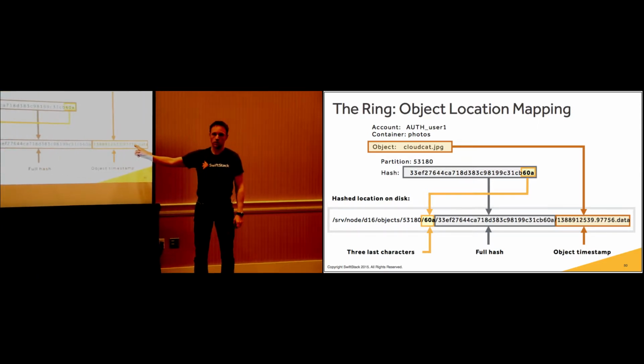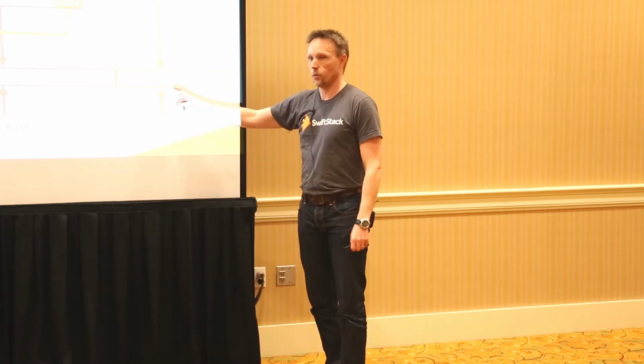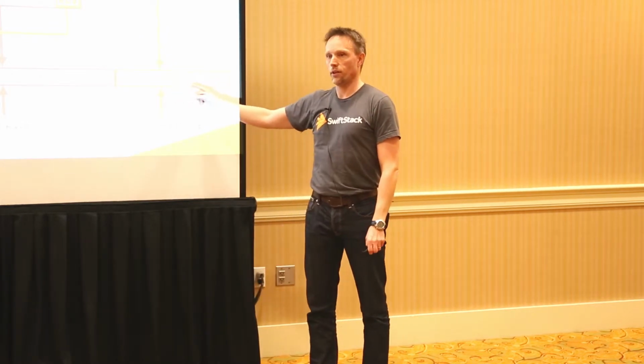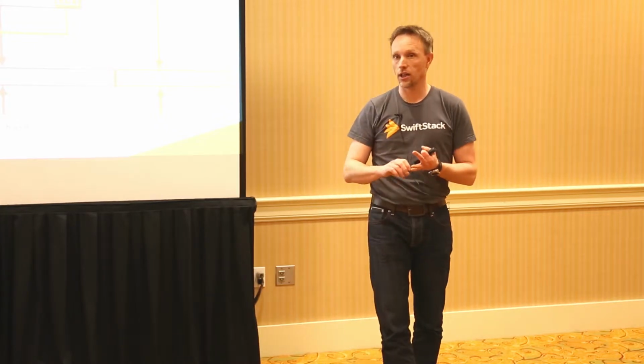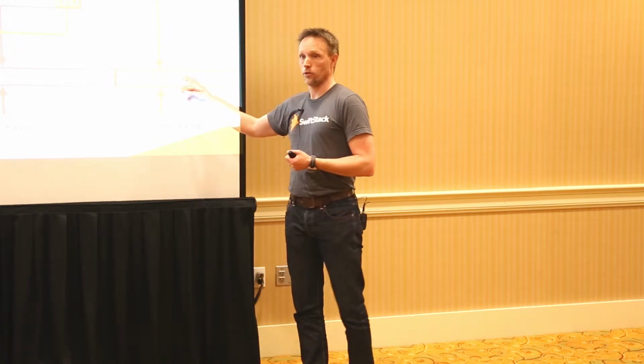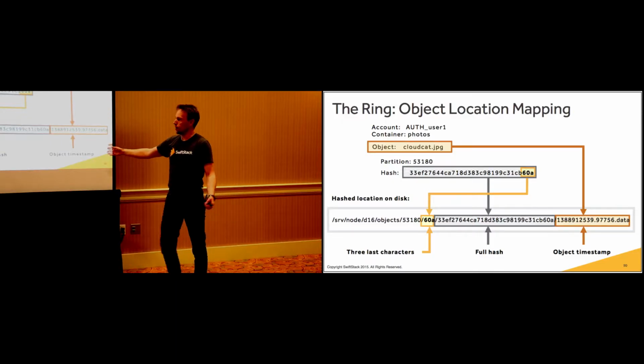Anyone know what this number is? That is the timestamp of when this object went in. So instead of calling the object cloudcat.jpg, we call it by its timestamp, which has the fortunate benefit of also giving us another thing other than the MD5. So Swift can now compare the timestamp and the MD5 sum of the ones. And last write always wins. Someone had a question earlier about overriding and stuff. So that's what it looks like on disk.